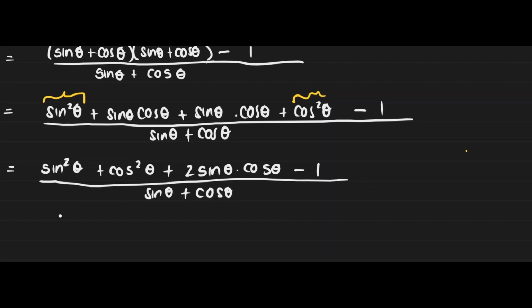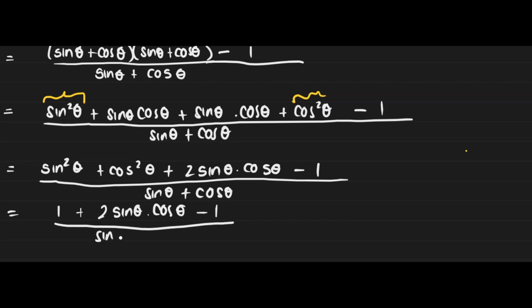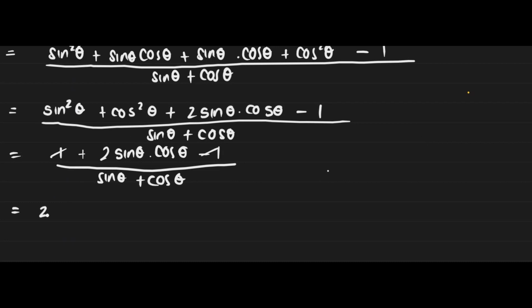So we see that this and this are the same, so we're going to have 1 plus 2 sine theta multiplied by cos theta minus 1. This whole thing is going to be divided by what? By sine theta plus cos theta. Positive 1 and negative 1 are going to cancel out because that's going to give us 0. So what are we going to be left with? We're going to be left with 2 sine theta cos theta divided by sine theta plus cos theta.